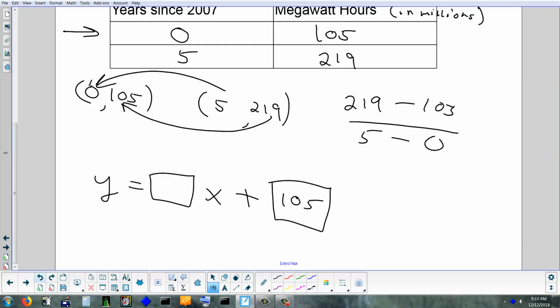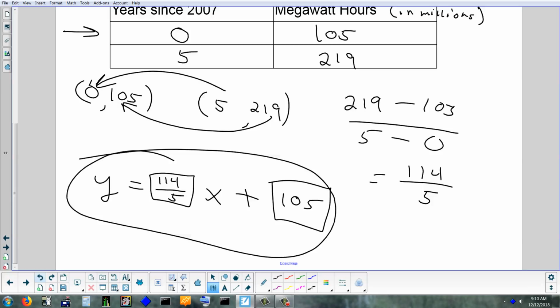Okay, so let's simplify that. What do we get in the bottom? We get 5. All right, and in the top, what's 19 minus 5? 14. So 219 minus 105 is 114. And what's that again? 114 over 5? It's my m, which is my slope, which goes right in the first box.